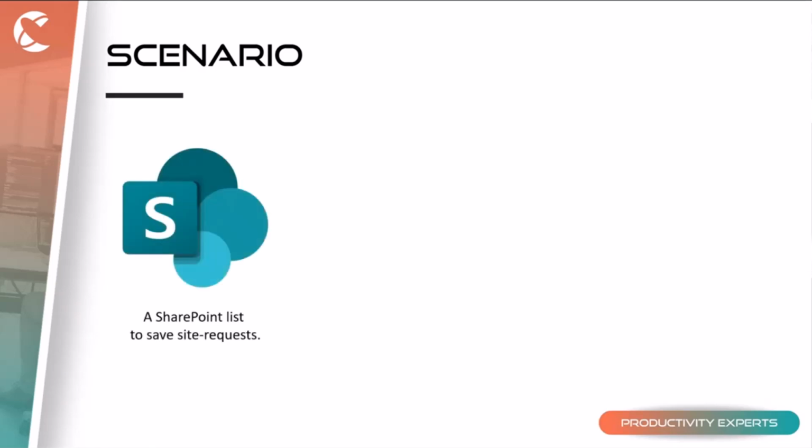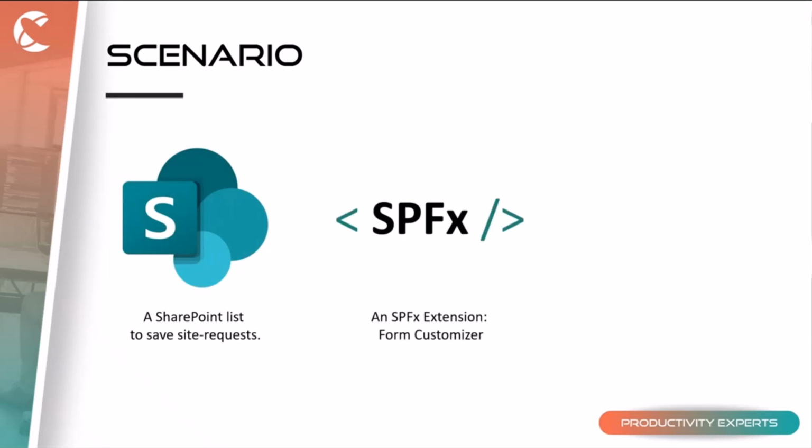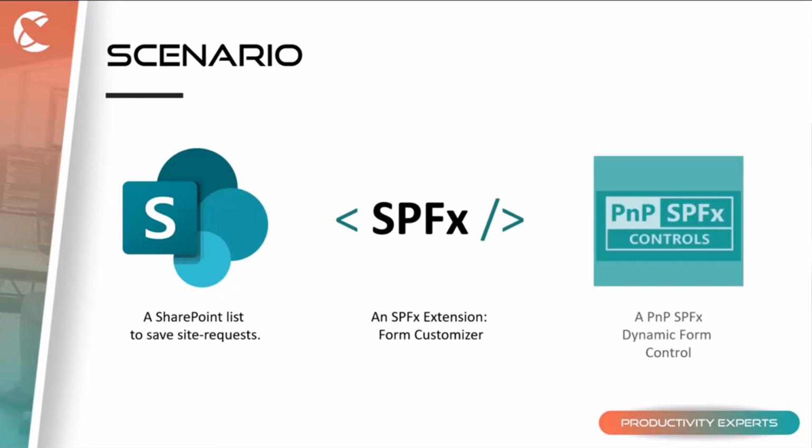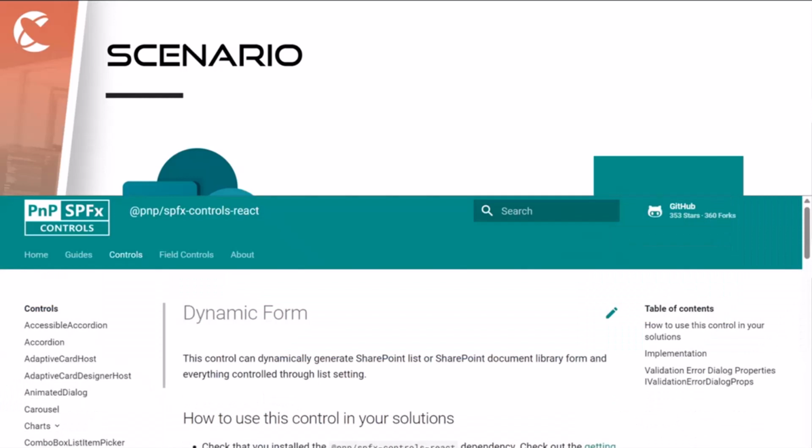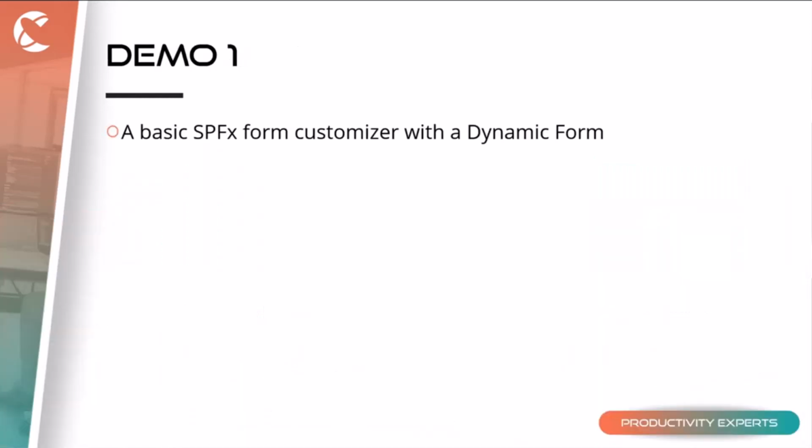So this is what you need. You need, of course, a SharePoint list to save site requests. You need an SPFx extension, a form customizer, and you need a very nice control from another open source repo in the Microsoft 365 community, a dynamic form, which you can find on the site as well. And a dynamic form is really a fantastic thing, and I would like to show you how it works. It's a very easy way to generate an entire form for you without writing so much as multiple lines of code. So let me just jump over to what I have here.